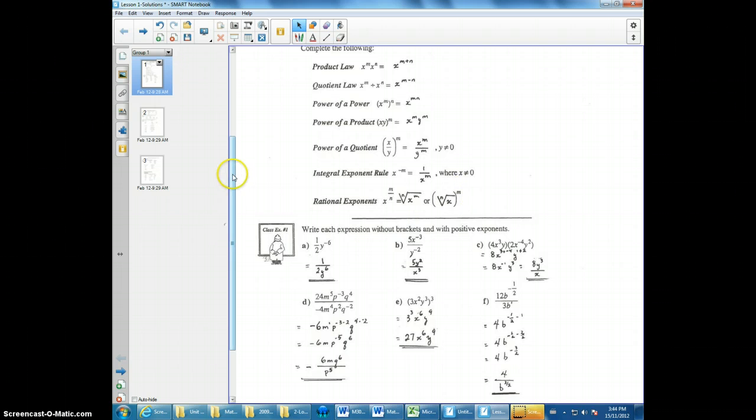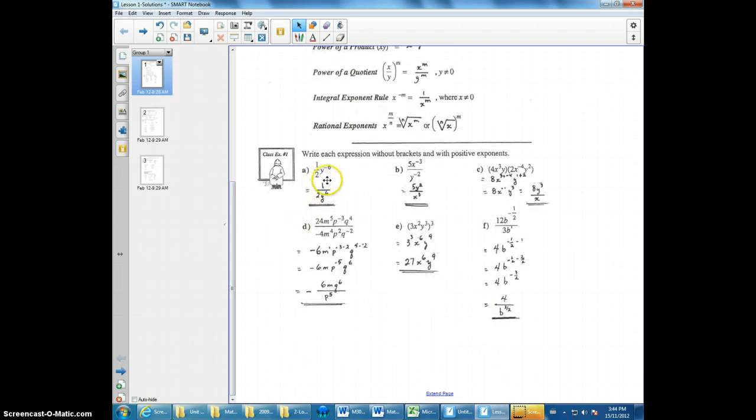Okay, so we'll take the first example and we will learn how to rewrite these with positive exponents and without the use of brackets. So simply y to the negative 6. Well, that has a negative exponent, so we use the integral exponent rule. It has a negative exponent, so it goes to the bottom, the denominator, with a positive exponent. So y to the negative 6 goes to the bottom as y to the positive 6.